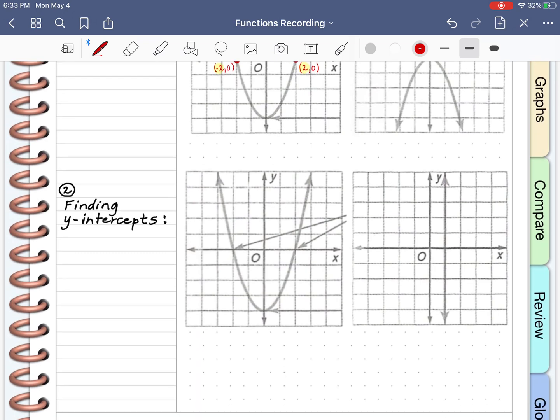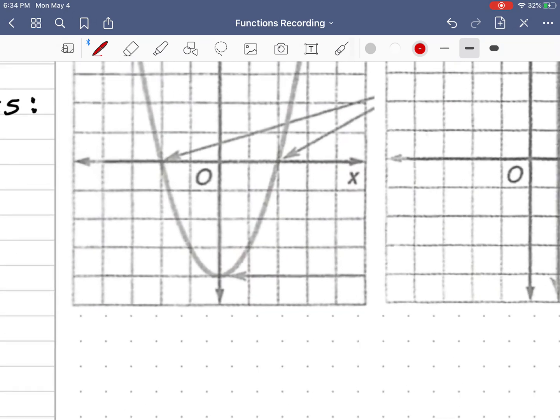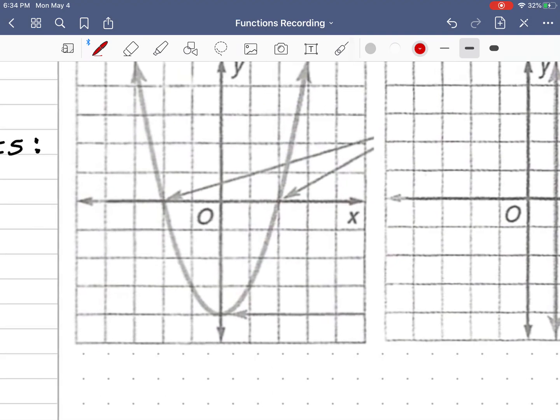Okay, down here they want us to find the y-intercepts. The first one is the same graph. So we're looking at this point. Where does the graph touch the y-axis? This is at 0 run, and we had to go 1, 2, 3, 4 below the x-axis.